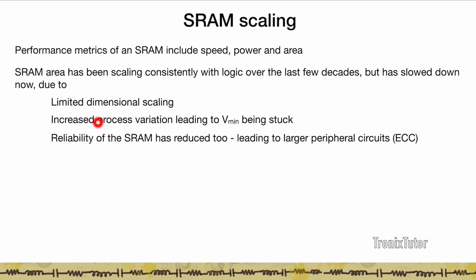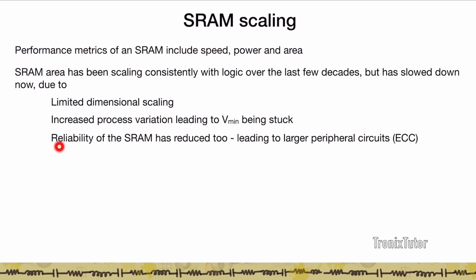Second issue has been that as we have ended up scaling transistors, process variation has gone up. And so with increased process variation, the Vmin of the SRAM is not reducing. That means that the smallest VDD that you can reliably operate the SRAM at has not been scaling as fast as the logic VDD. So this leads to power consumption of the SRAM getting stuck.